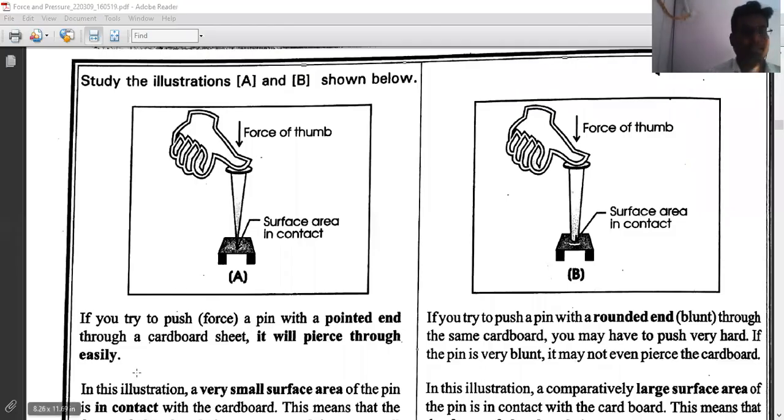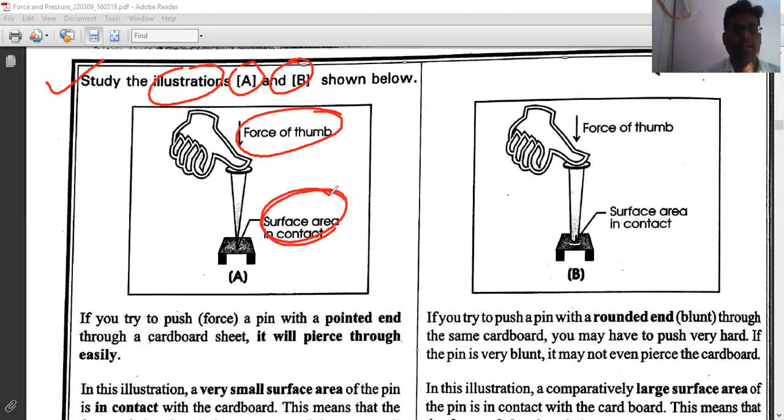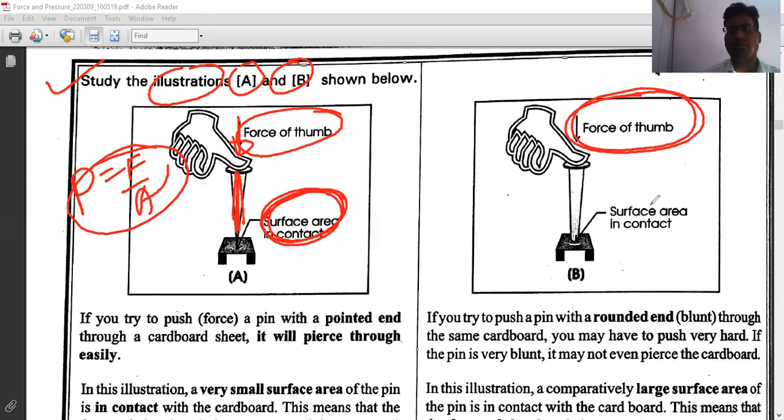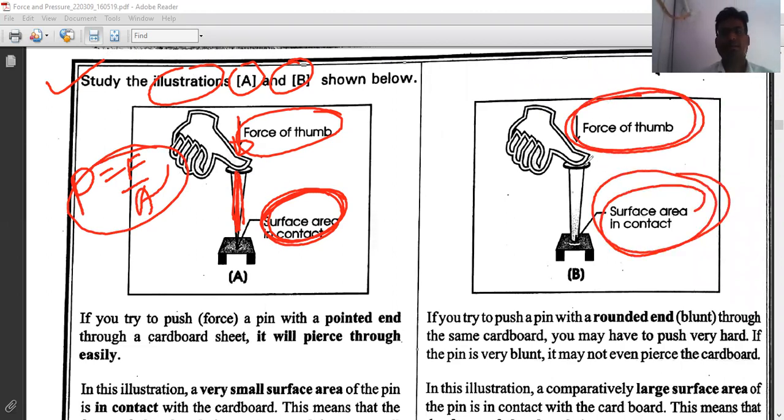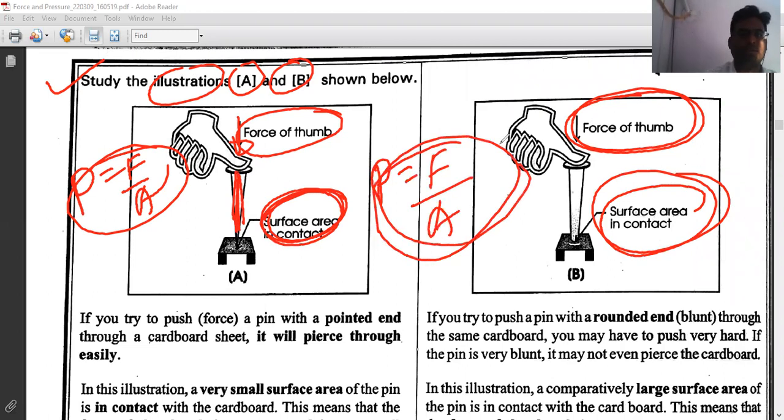Now look at the cases for the pressure. Let us see the illustration of A and B. So a force of thumb, surface area in contact. When we are applying the force on this nail part, pressure is exerted by it. So pressure is force by area, right? So now look here, force of thumb, surface area in contact. So pressure is defined as force upon area in contact.